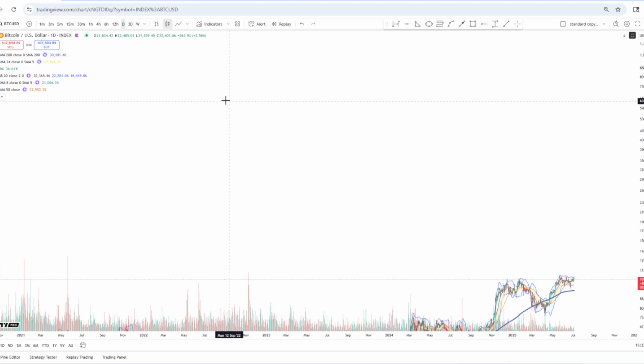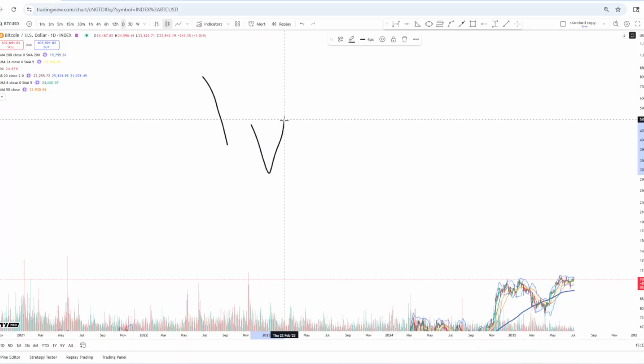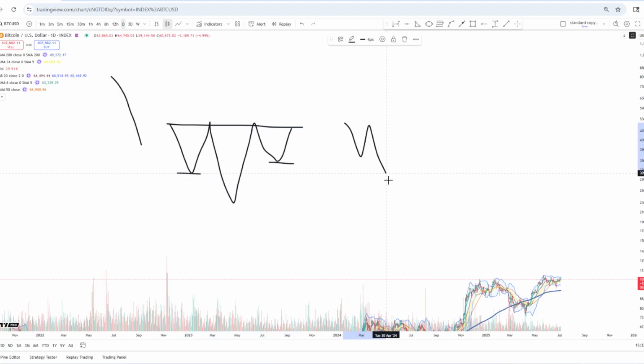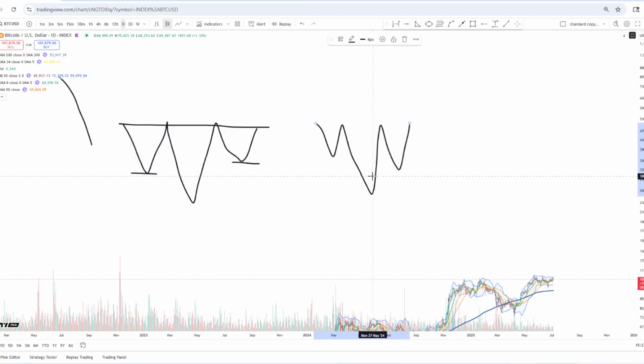Now, a couple other things which are interesting. You have your move down, you have your left shoulder, your head. Now, this right shoulder could be even a little bit higher. You could have an even higher right shoulder than your left shoulder. That shows you evidence of more aggressive buyers, more aggressive bulls, increased demand. You could have a lower low on the right shoulder, which shows that it's not as strong a construction.